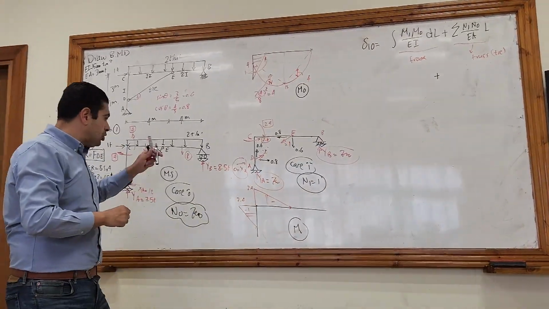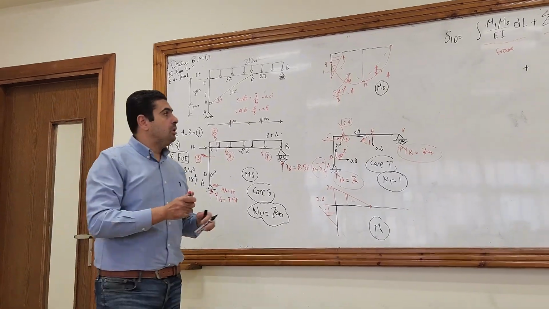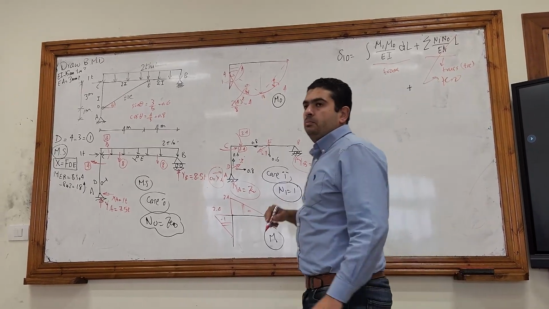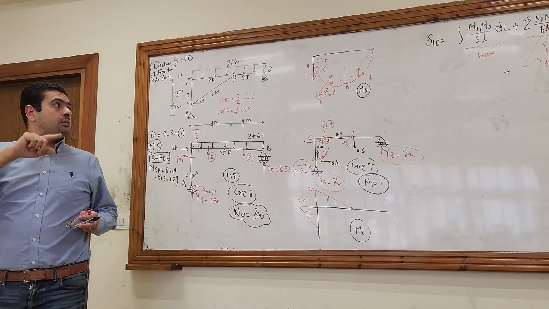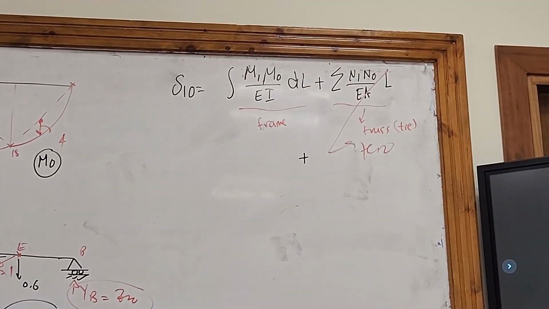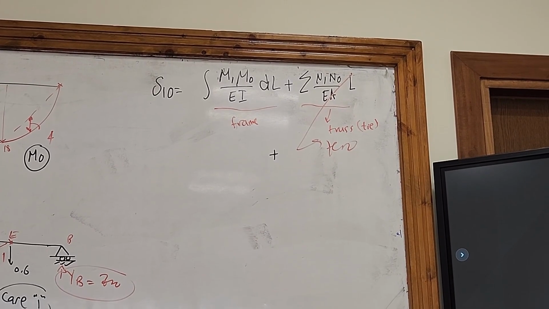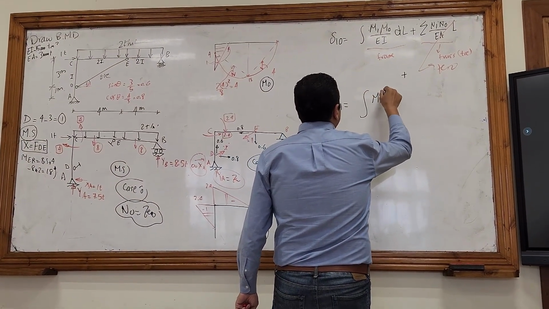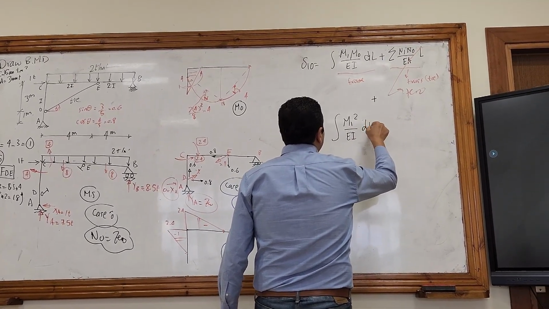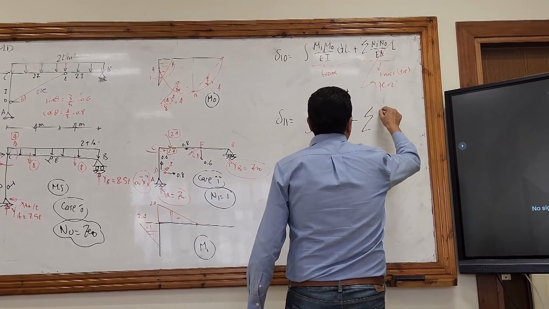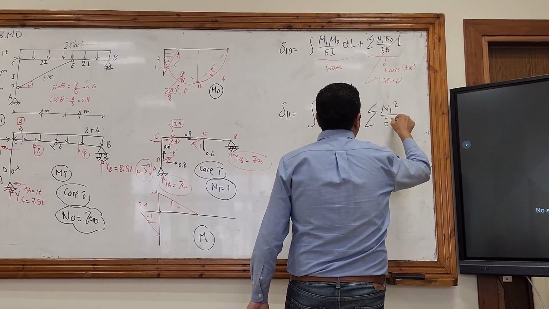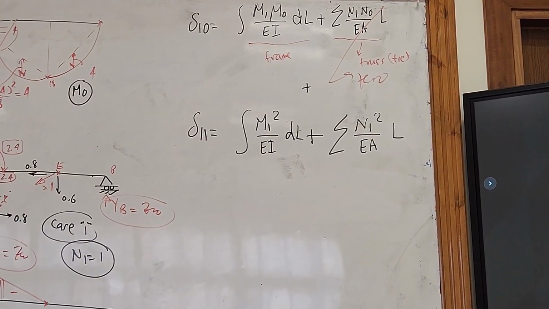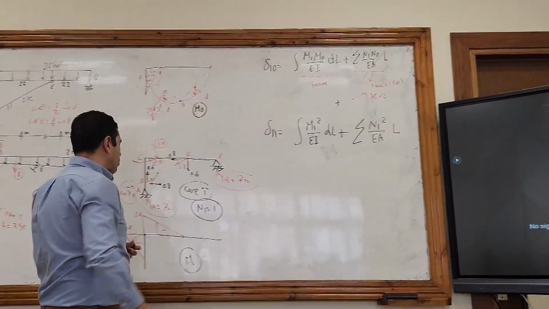And in addition, the N node equals 0, so this whole term will be equal to 0. And it will remain again the integration of M1, M node divided by EI dL. What about delta 1,1? Integration of M1 squared divided by EI dL plus sigma N1 squared divided by EA multiplied by L. What about the integration of M1 squared first?